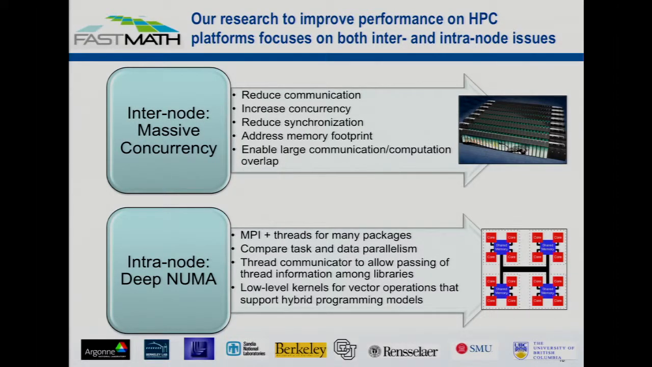So I've been mentioning all along that a good chunk of our research is aimed at improving performance on next generation systems, and it's focused both on what we need to do within a node, so the intranode, the deep memory hierarchies, and also across nodes, so internode. And so we have research efforts that are focused on things like reducing communication. How do we create algorithms that have much more concurrency in them? So trading off communication for doing extra computation, or trading off more computation to get an overall faster time to solution.